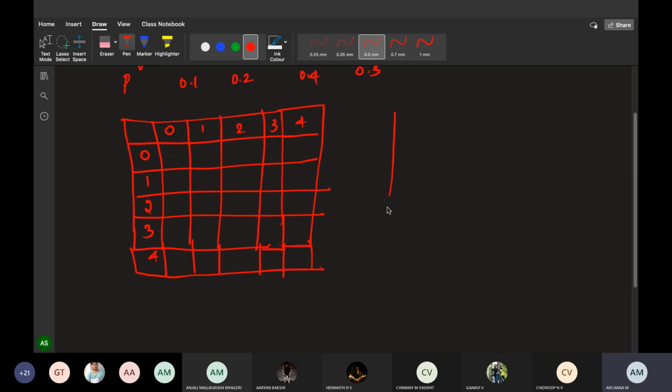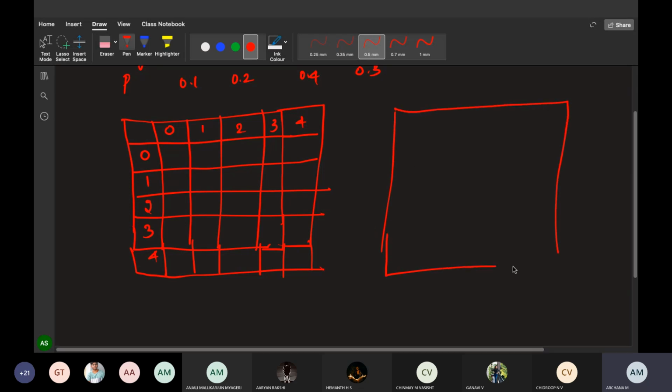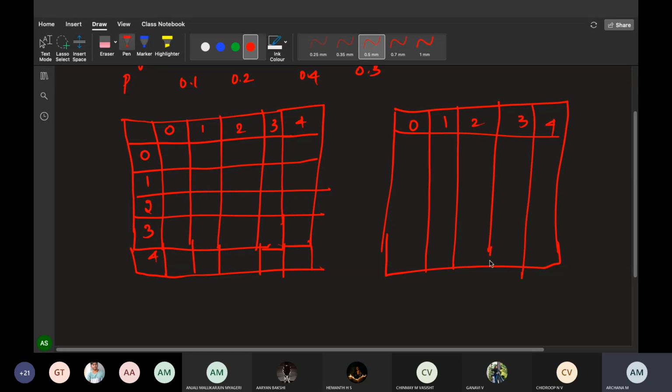Same thing you have to construct here also. This will be a key table that will show you which key you have to select as a root of the tree. 0, 1, 2, 3 and 4. Then 1, 2, 3 and 4.